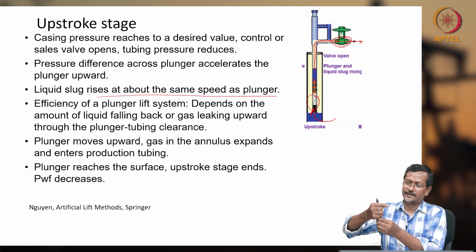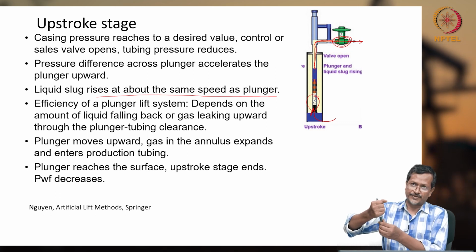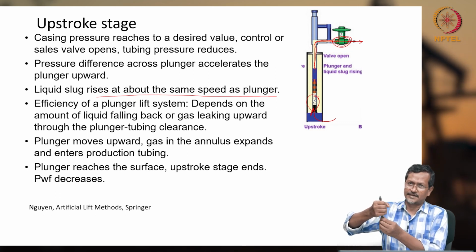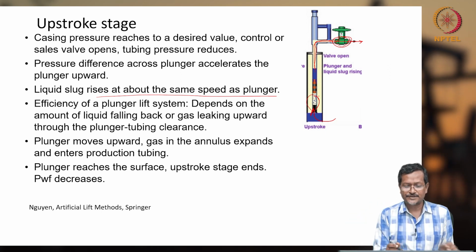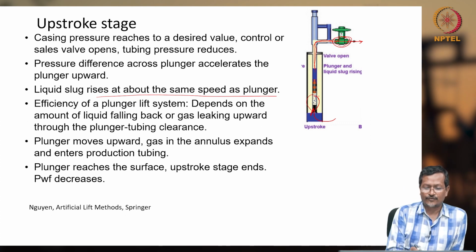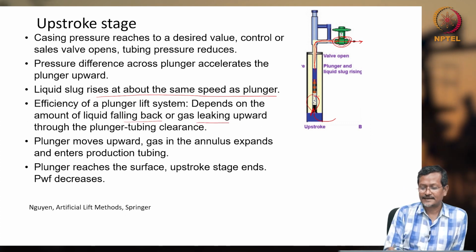If you make a tight seal, then too much friction will be there. That is why they keep a certain amount of gap, so that some fluid can leak out, but still the efficiency will be very high. Efficiency of the plunger lift system depends on the amount of liquid falling back and gas leaking upward.